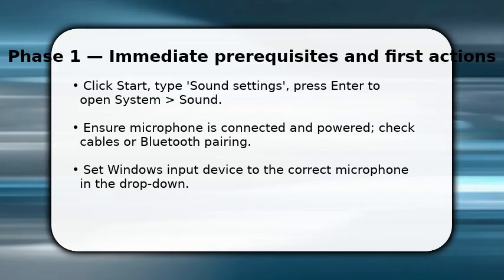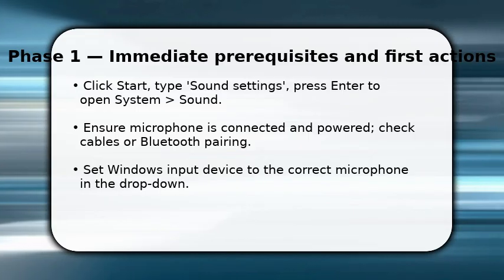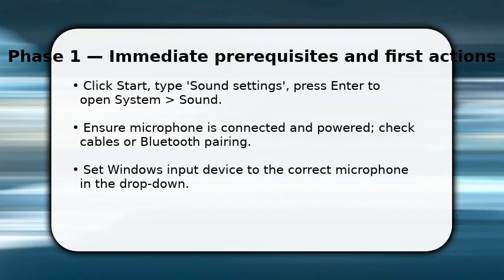You begin by opening Sound Settings, click Start, type Sound Settings, and press Enter. Once there, make sure your mic is physically connected or paired. This prevents ghost errors. You must select the correct input device from the input drop-down so Windows targets the right hardware. Also, check the input volume slider. It should be above 0. Do this now so the system will show real-time levels when you speak, and we can continue to unmute properly.